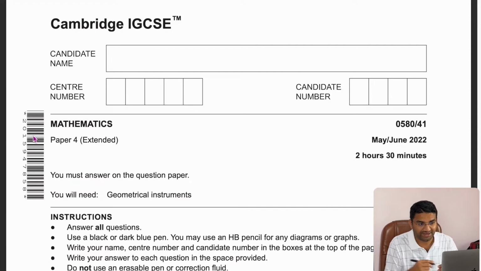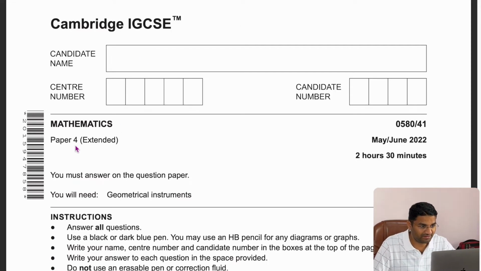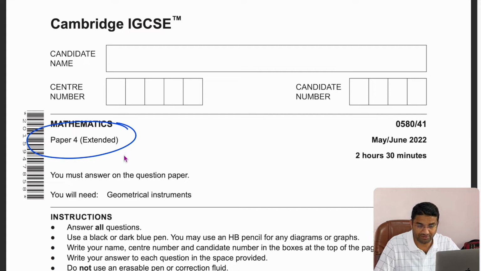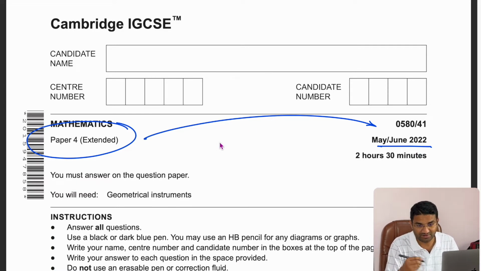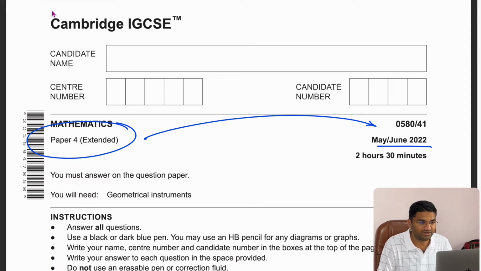Today we will go through the Paper 4 extended question, May/June 2021 past year paper, and it's a question from the functions topic. So straight away, let's move on to the function.